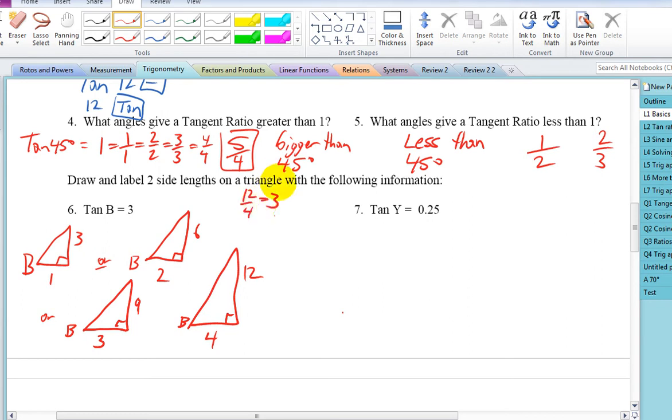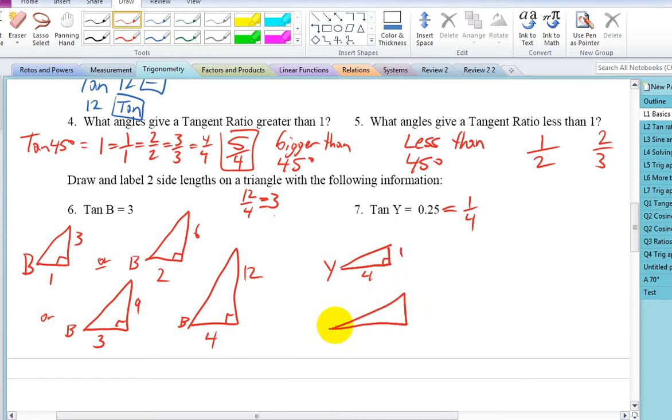Okay. So, what about this other one? Tan y equals 0.25. Well, what is 0.25 as a fraction? 1/4. So we can have 4 and 1. Right? Or we can have what?